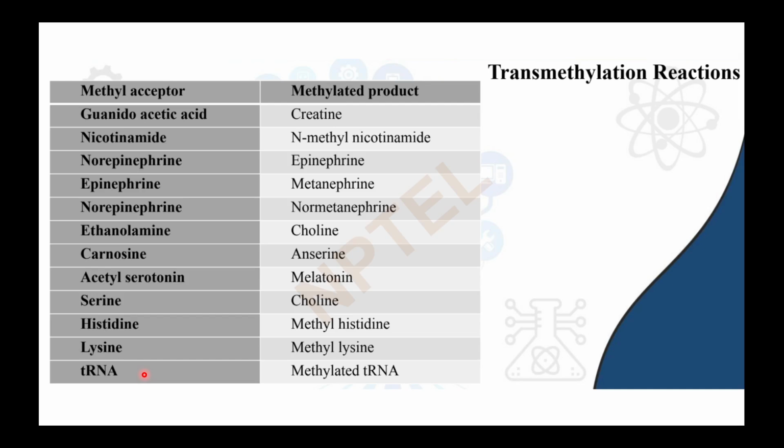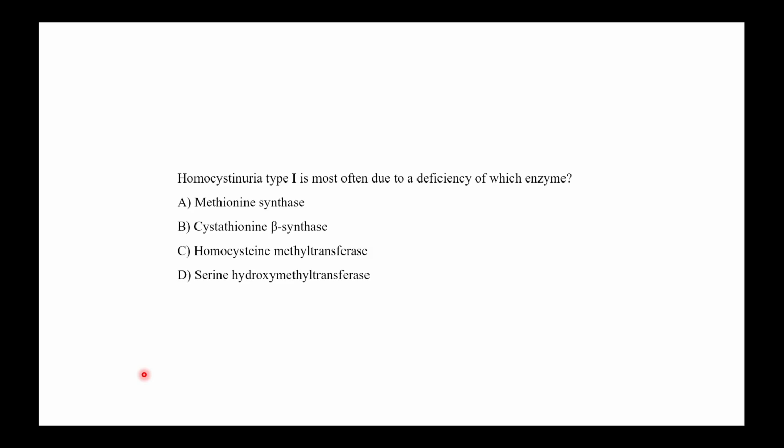These are called transmethylation reactions because the methyl group is transferred from one substrate to another. So from the S-adenosyl methionine, the methyl group is transferred to another substrate or another methyl group acceptor. I hope that's clear. If you have any doubt, please let me know, okay?